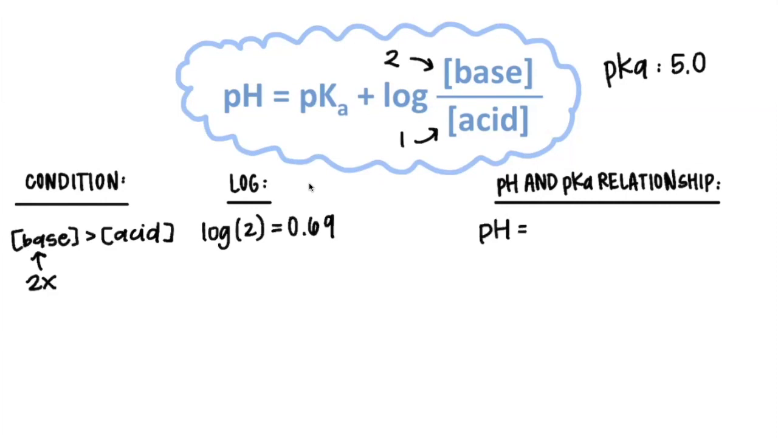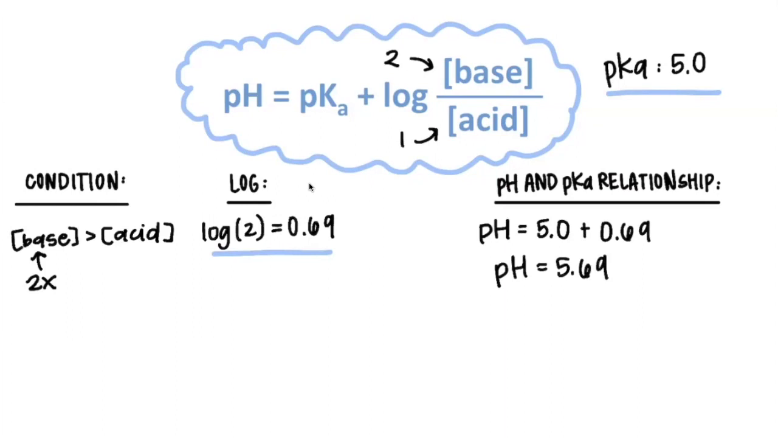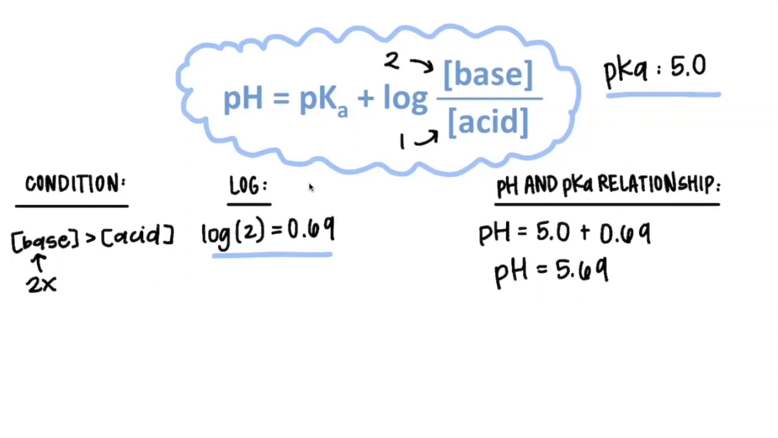So the pH is going to be equal to the pKa, which is 5, plus the log that we had just figured out to be 0.69, and the pH is equal to 5.69. 5.69 is greater than 5.0, so when you have more base than acid, the pH is going to be greater than the pKa. To explain this further, when you typically have more base, you're going to have a more basic environment, and when you're in a more basic environment, the pH is going to be higher, something greater than 7 typically.